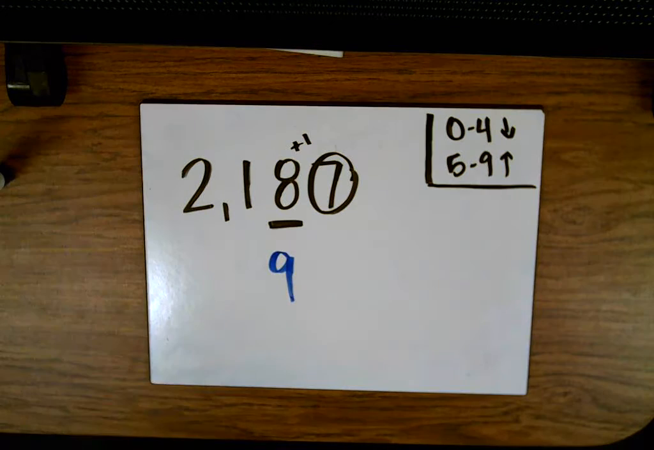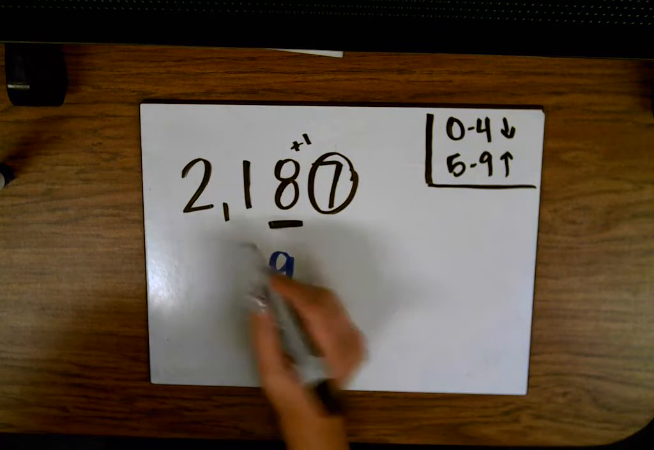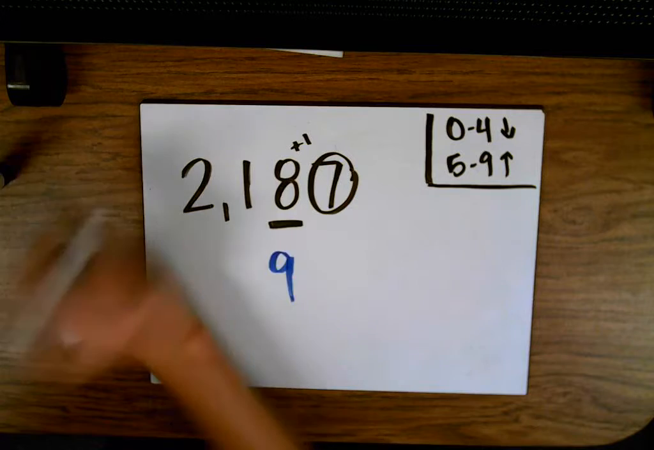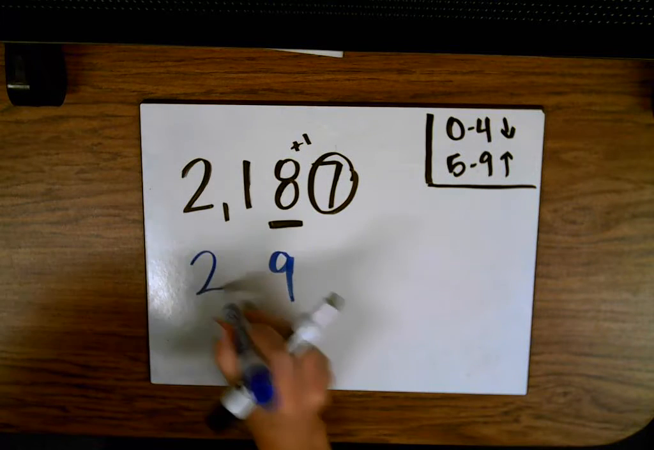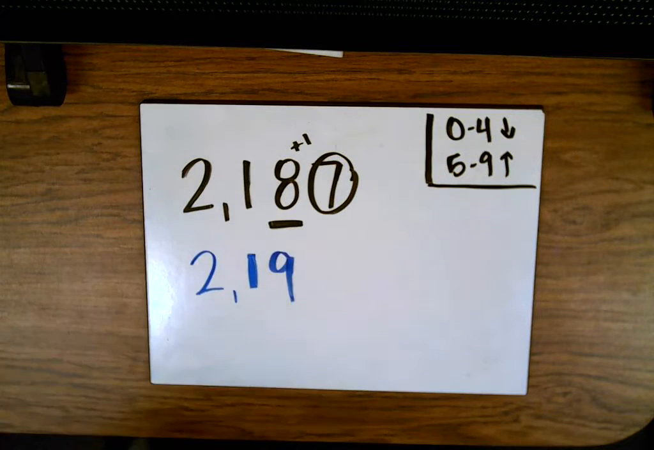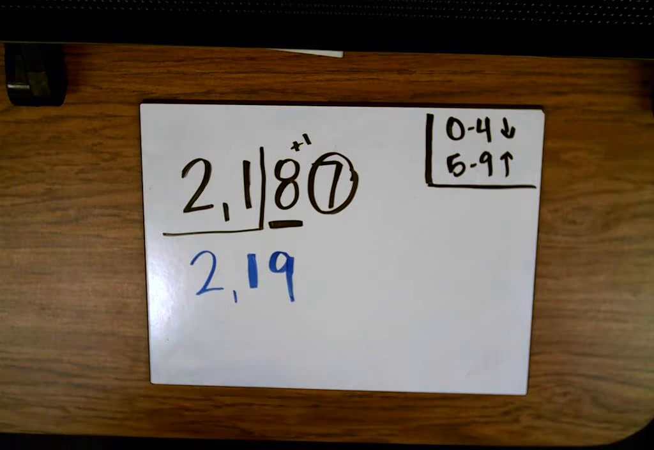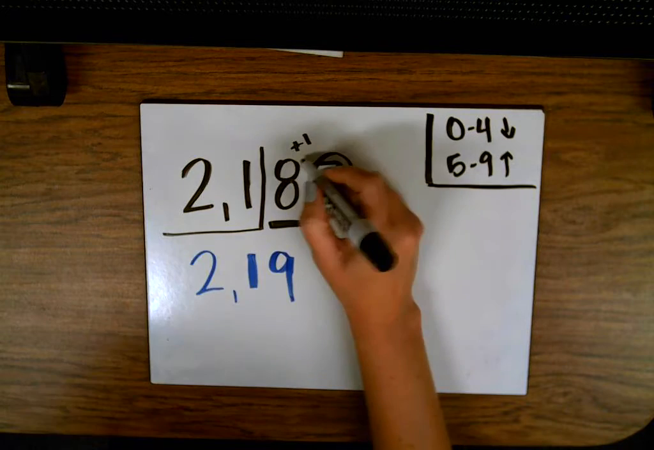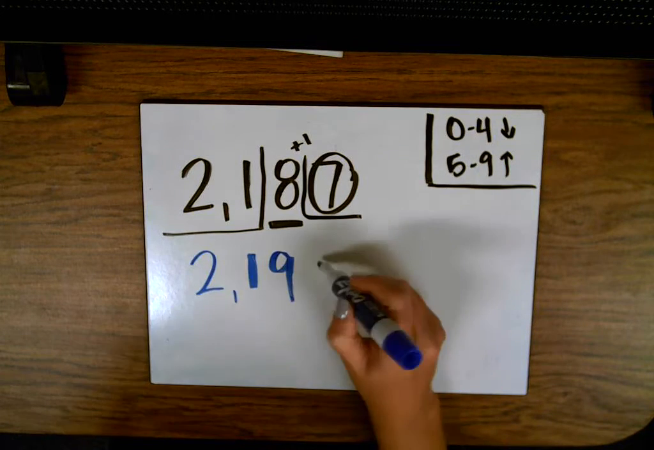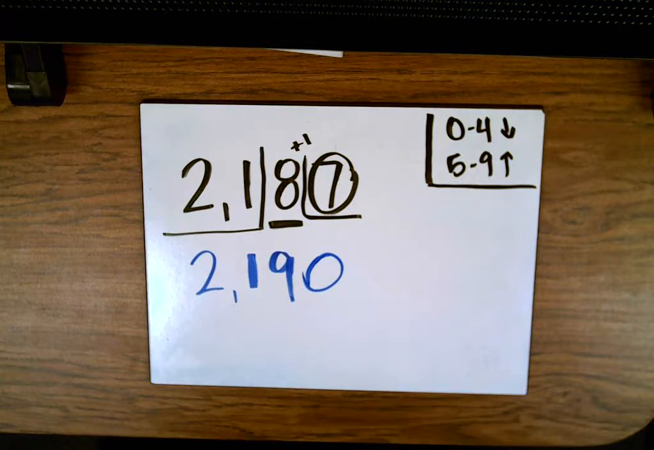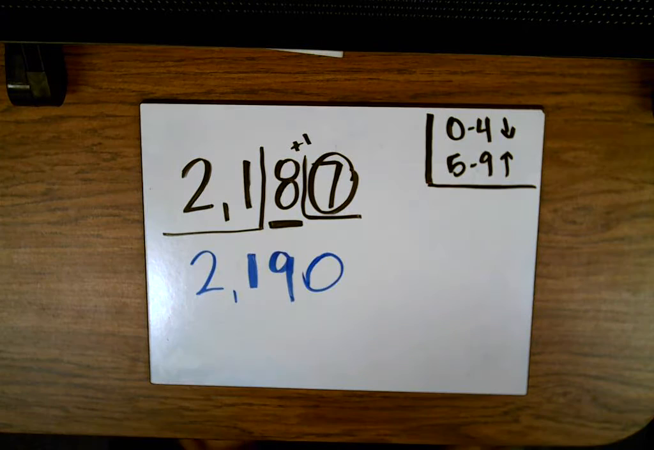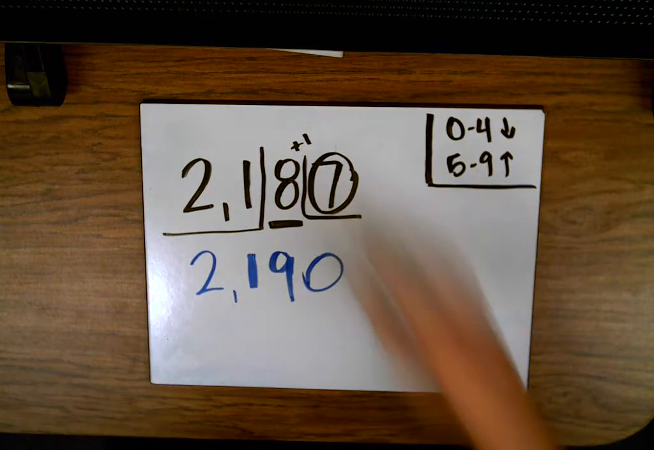Now the next rule we need to look at is numbers to the left stay the same. So I'm going to write 2,100. These numbers always stay the same. And then the last step that we have to look at is numbers to the right make a zero train. So we have a number to the right, so that number changes to a 0. So when you round 2,187 to the nearest tens, you get 2,190.